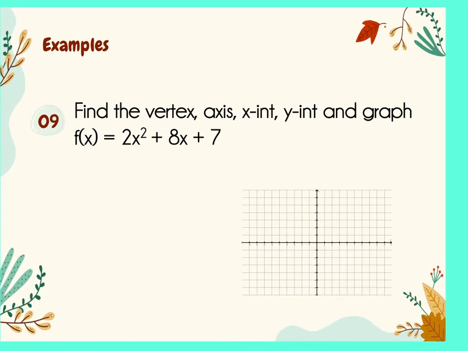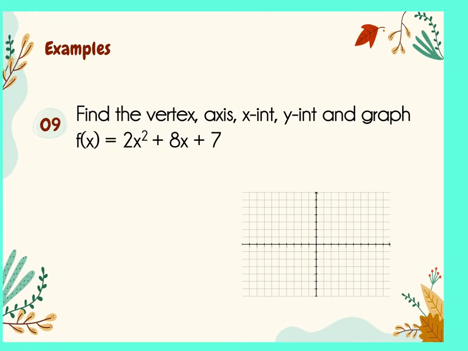Okay, number 9, same thing. Find the vertex, the axis, the intercepts, and then graph. So I'm going to again keep it in quadratic form. Vertex, negative b over 2a. A is 2, b is 8, c is 7. So negative 8 over 2 times 2. Negative 8 over 4 is negative 2. That's the x-coordinate of my vertex.